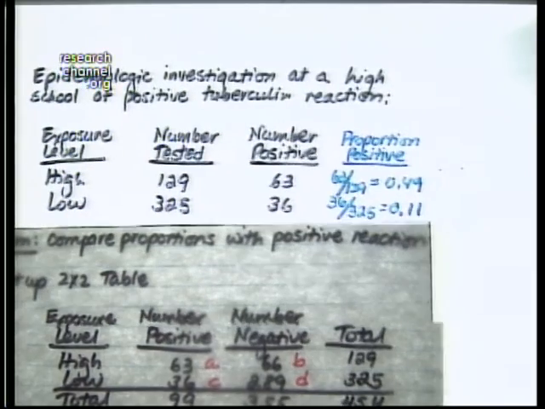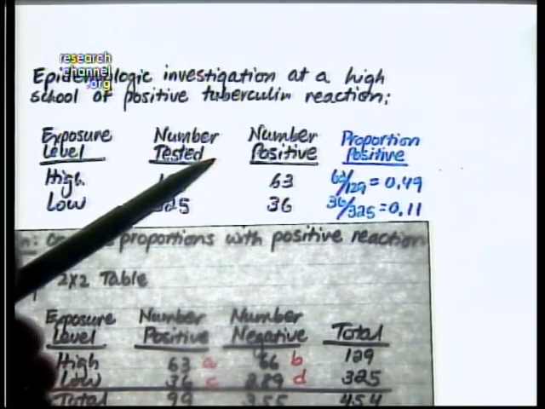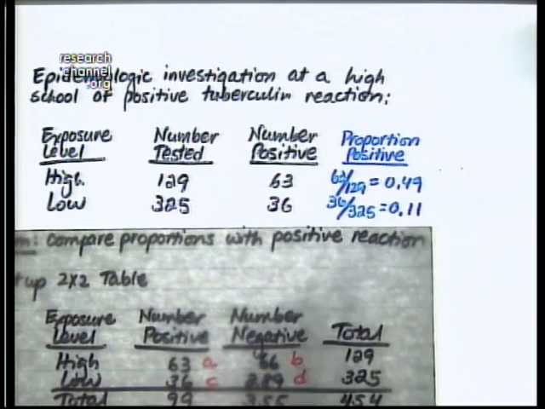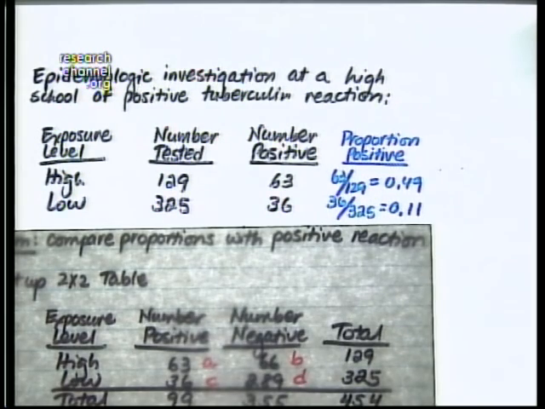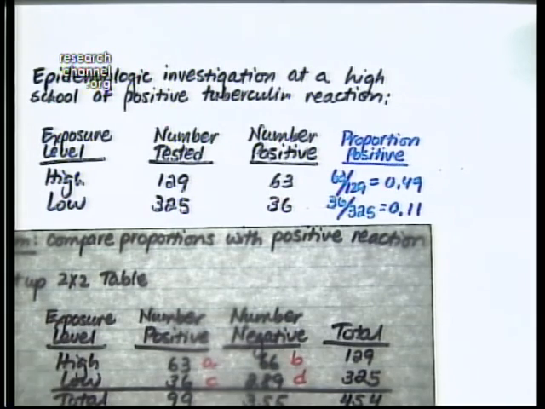So here, again, we'd have to ask the question, first of all, what type of data are we dealing with? Is it a continuous outcome measure or a binary or dichotomous outcome measure? Binary, because one could test either positive or negative. So we would really be interested then in proportions, because it's a binary outcome. And the proportion positive was 63 over 129, or 0.49 in one group, 36 over 325, or 0.11 in the low exposure group. So on the surface, we're interested in seeing whether there's an association between exposure and testing positive.